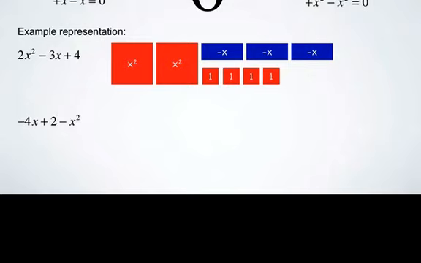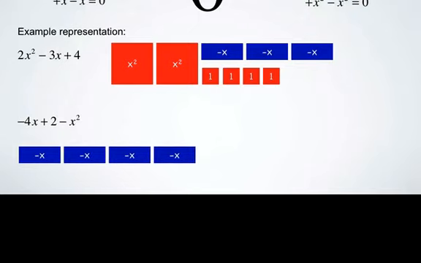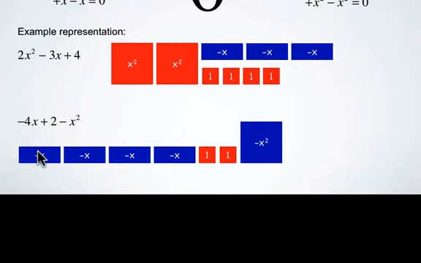Negative 4x plus 2 minus x squared. Well, negative 4x is going to be 4 of the blue x tiles. Positive 2 is 2 of the red 1 tiles. And negative x squared is a blue x squared tile. Negative 4x, positive 2, and a negative x squared.